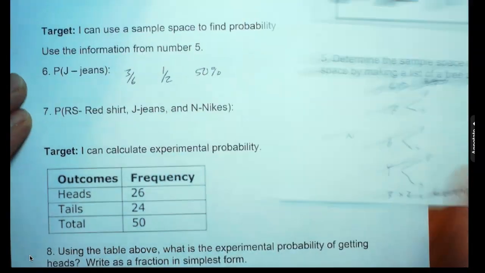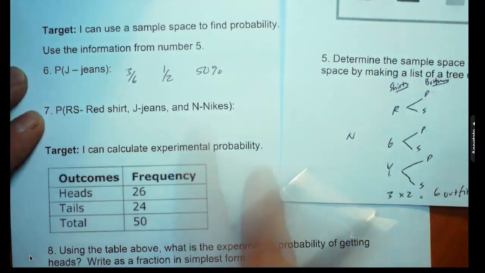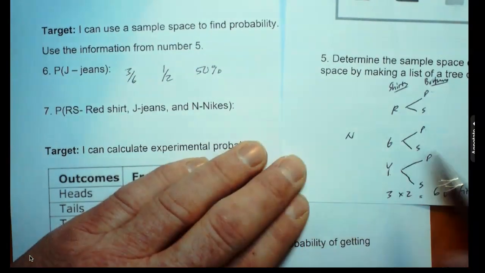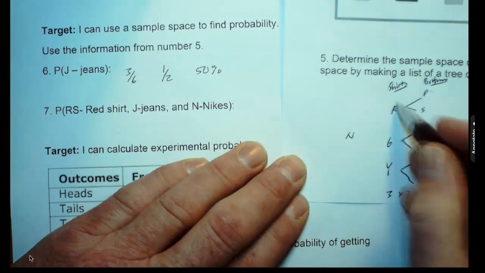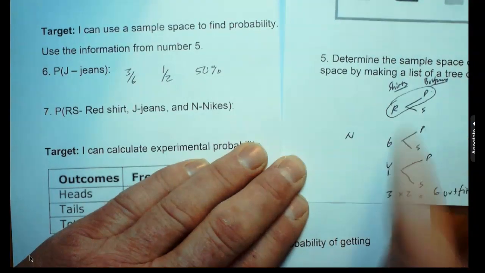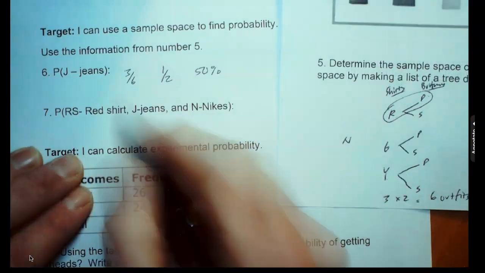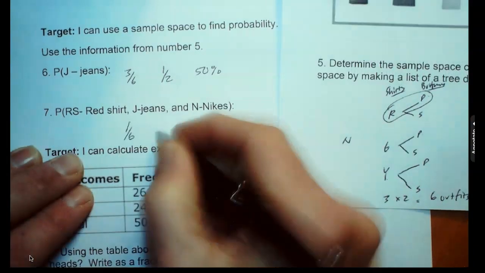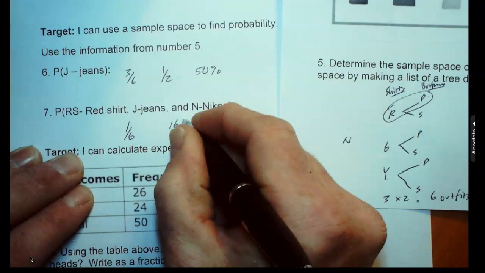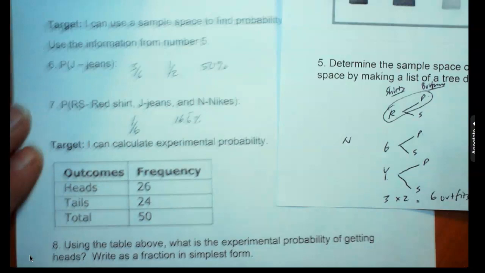That's the probability. All right, here we're looking for a red shirt, jeans, and the Nikes. Well, they're always wearing the Nikes, so that's not really a factor. But you've got the red shirt here and jeans. There's only one combination where they're wearing that red shirt and the jeans. So that's really 1 out of 6. That is in simplest form. You could think of that as 16.6% repeating, or you could round it to 16.7% if you wanted to do it that way.